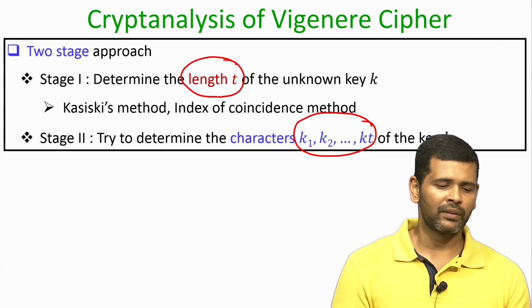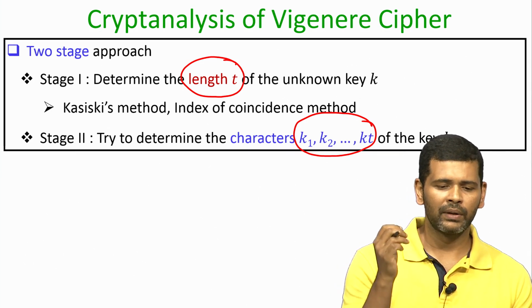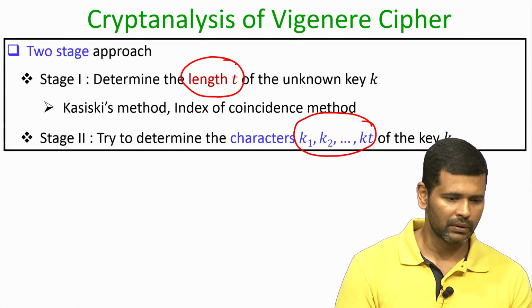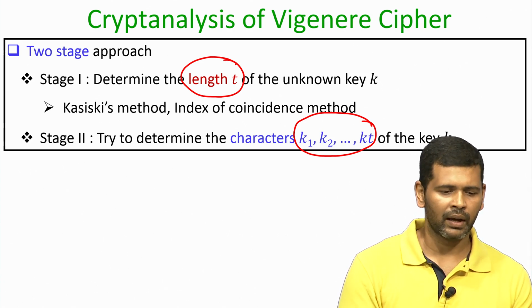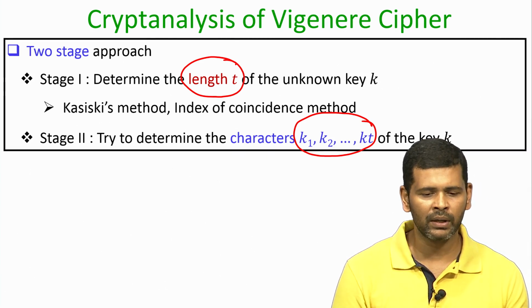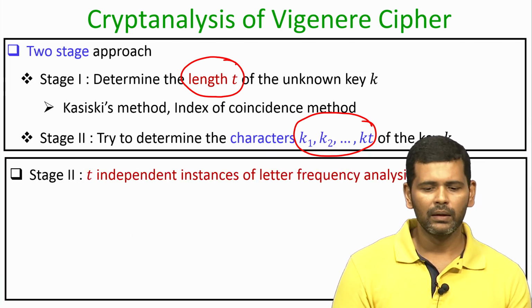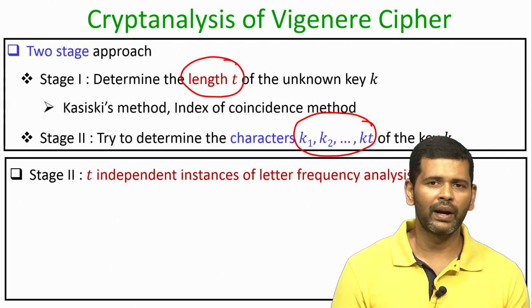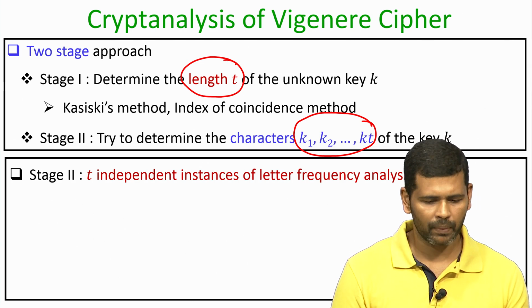So, I will assume that we know how to determine the value of t, and I leave it as an assignment for you to go through the references, see these methods and find out how exactly the value of the unknown t can be computed. What I am going to discuss is the following: once the value of t is known, how to find out the unknown characters of the key.